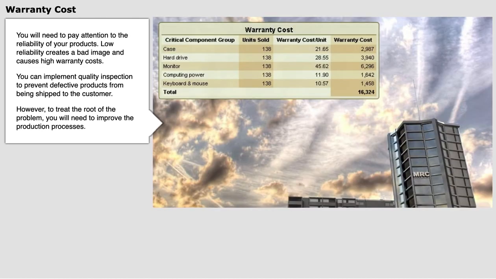You will need to pay attention to the reliability of your products. Low reliability creates bad image and causes high warranty costs. You can implement quality inspection to prevent defective products from being shipped to the customer. However, to treat the root of the problem, you will need to improve the production process.